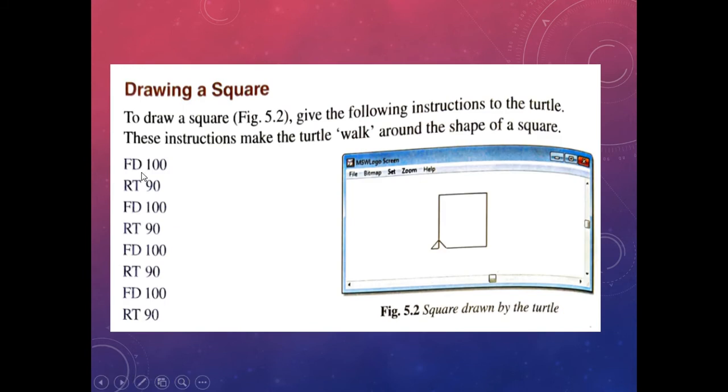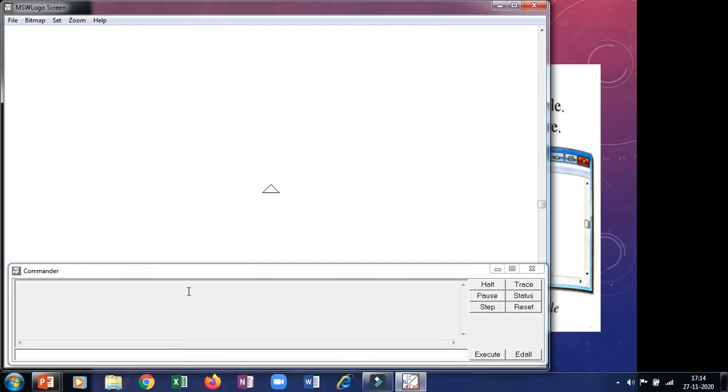Now to draw a square, we have to follow these instructions. So the command is FD 100 RT 90, FD 100 RT 90, because in a square it is 90 degrees. All the angles are 90 degrees and all the sides are equal in a square, so the number of steps will be equal. Let us draw the square.